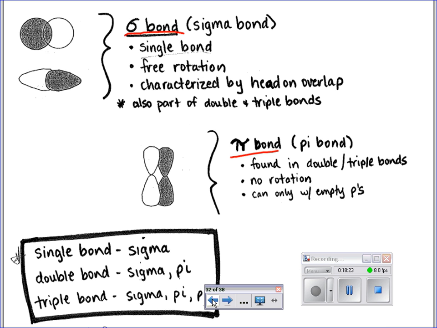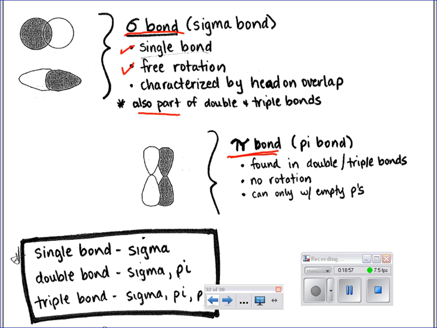Sigma bond. Single bond, check, we get that. Free rotation, I showed you with those model kits just a second ago, is you can easily turn the single bonds. They're not locked in position. And then characterized by head-to-head overlap, part of double and triple bonds. For every double or triple bond, you have at least a sigma. And then you have additional unhybridized P's coming up to make these pi bonds. Pi bonds found in double or triple bonds, no rotation. They really are only made by empty P's.